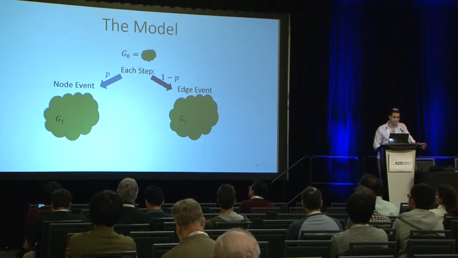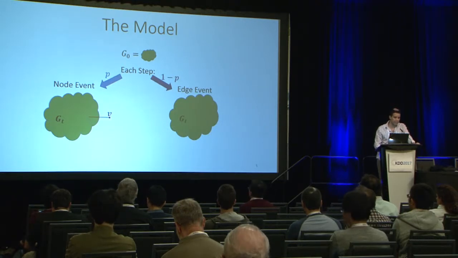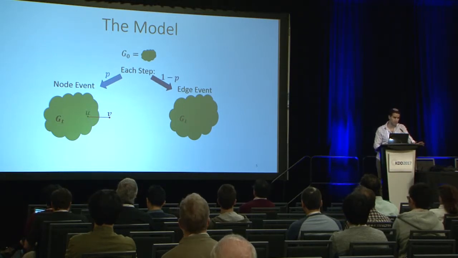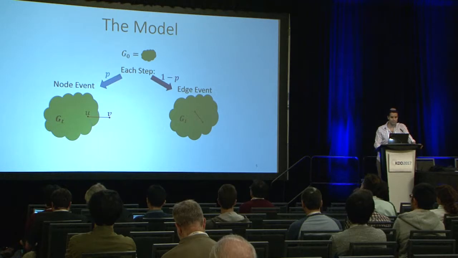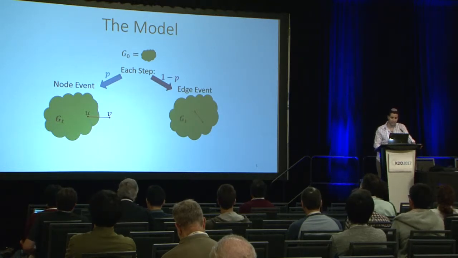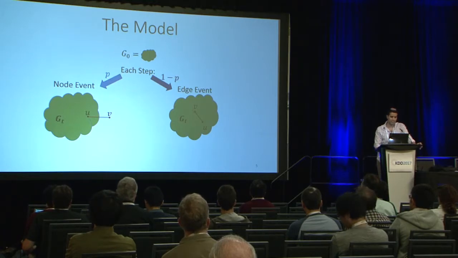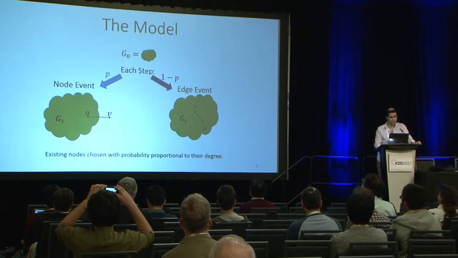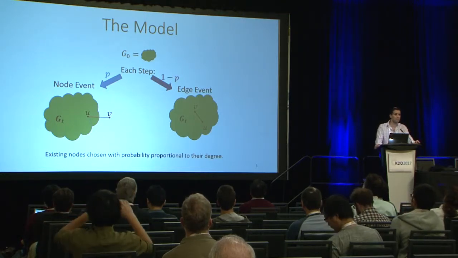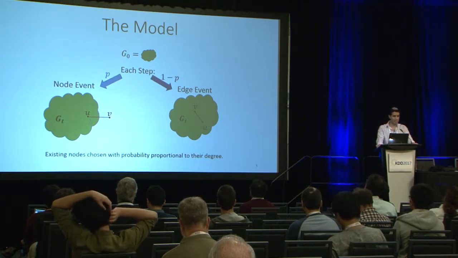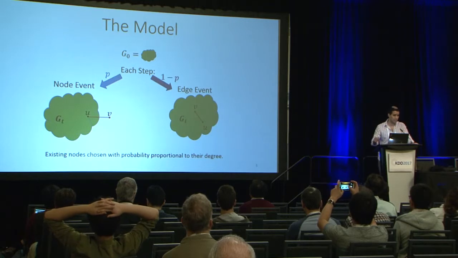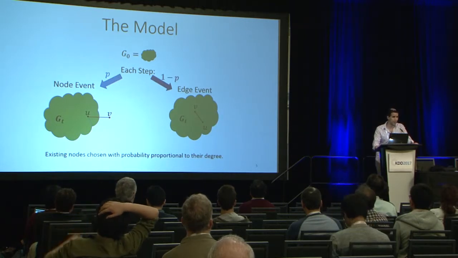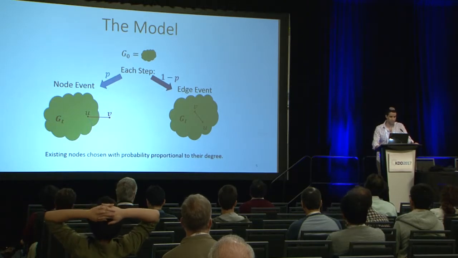How exactly do we add this node and edge? So in case that we go with the node event, with probability p, we add a node v. And we connect it to some node u that already exists in the network. And in the edge event, with probability 1 minus p, we just add an edge between two existing nodes. Okay, so the only thing I haven't told you is how do we choose these existing nodes? So we choose the existing nodes with probability that's proportional to the degree. So if I have twice as high degree as a different node in the network, then I have twice the probability of attracting more degrees even, basically.